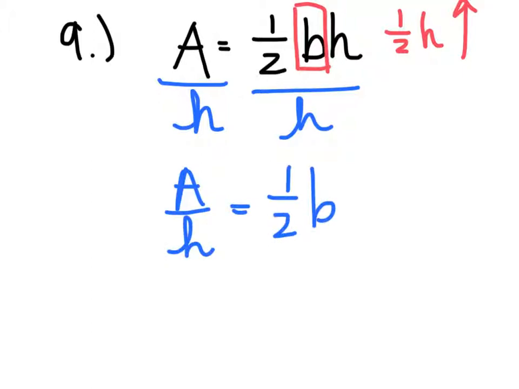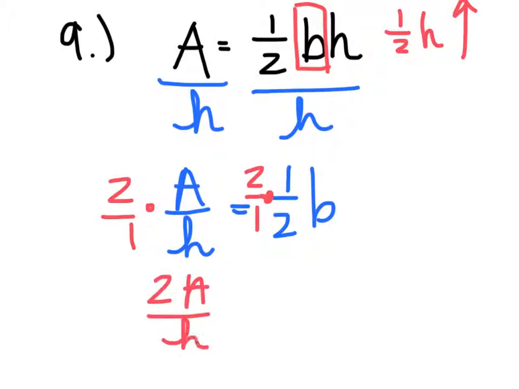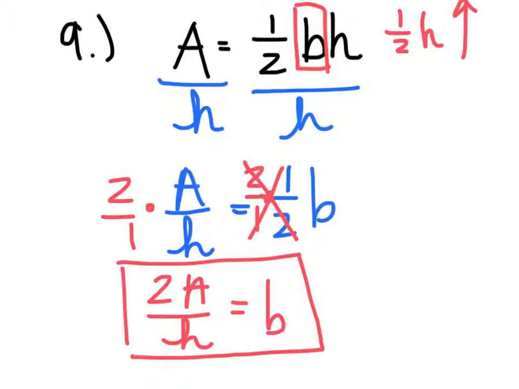The reason I chose not to divide by 1/2 is because fraction division is the same as multiplying by the reciprocal. So I'm going to actually multiply both sides of my equation by 2/1 instead of dividing by 1/2, because dividing by 1/2 gets a little messy sometimes. 1/2 times 2 cancels to be just 1, because anytime you multiply a number by its reciprocal, you get 1. So my final answer is 2A divided by h equals b.